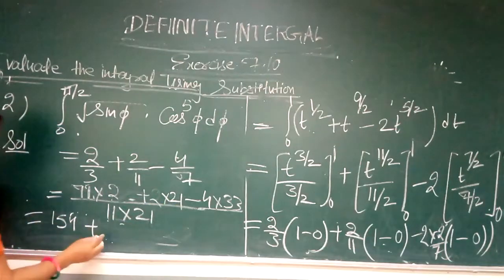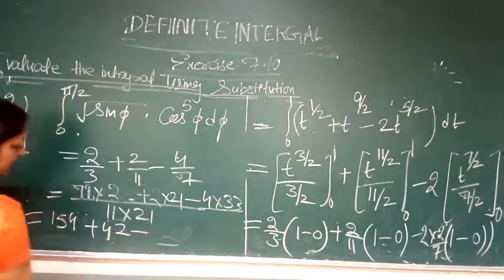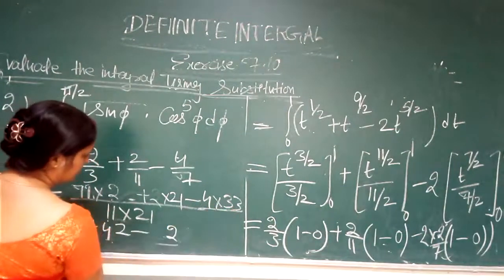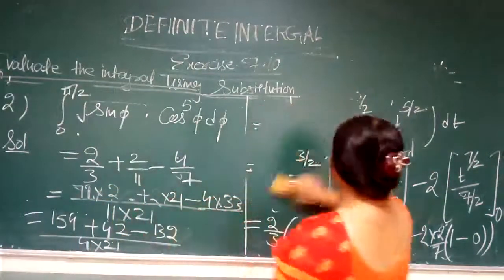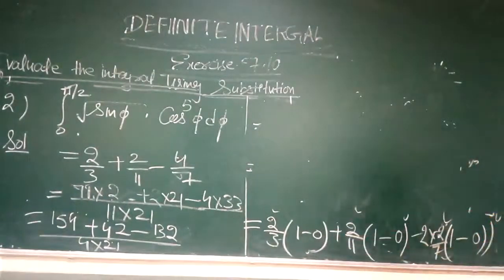154 plus 42 minus 132 upon 4 into 21. After that, what will come here? Yes, after that add these two terms. So what will come here?